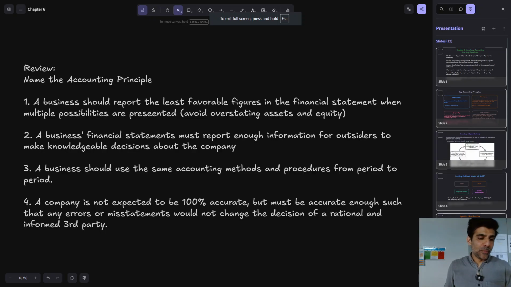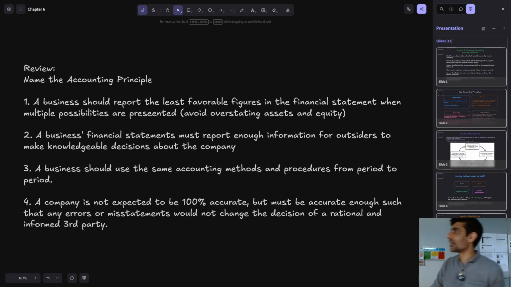Okay, the first one, a business should report the least favorable figures in the financial statement when multiple possibilities are presented in order to avoid overstating assets and equity. So what did we call that principle? Conservatism. Yes, good.